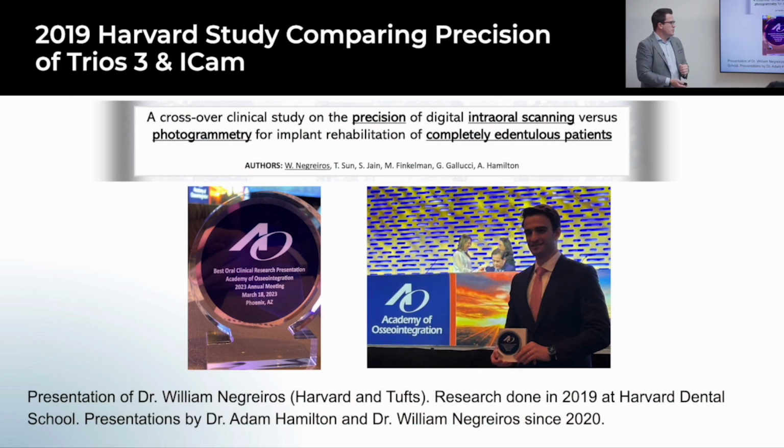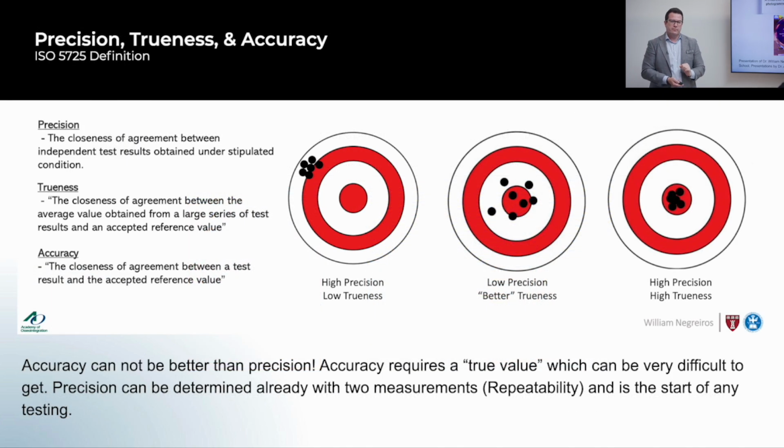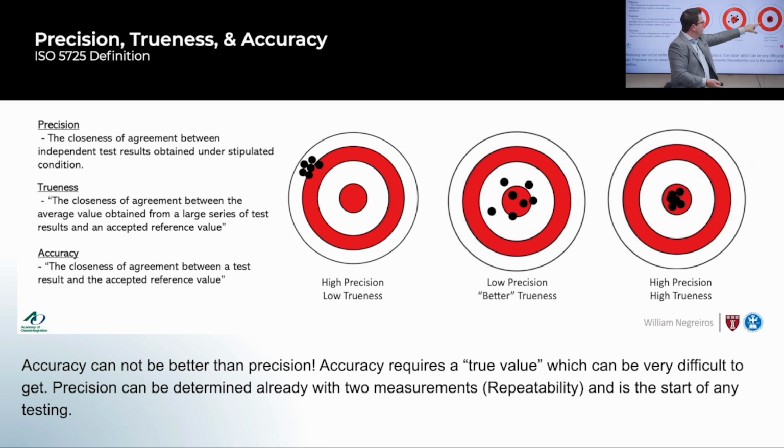Harvard did a study back in 2019 where they compared intraoral scanning to photogrammetry. Okay, and they looked at two things, precision and accuracy. Does everyone know the difference between precision and accuracy? So this is very precise, but it's nowhere near the bullseye. So it's not accurate, but it's very precise. It's clustered very close together. Here, the accuracy is a little bit better, but it's not as precise, right? So we're obviously looking to hit the target every single time.